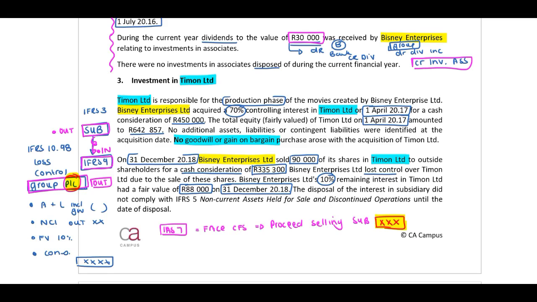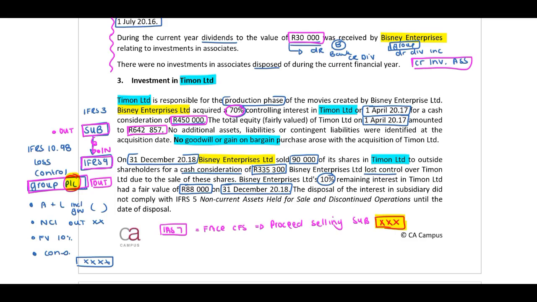They've indicated to us that Timon Limited is responsible for the production phase. Originally, they've purchased 70% controlling interest on 1 April 2017 for a cash consideration of 450,000. The total equity at that date, 642,857.